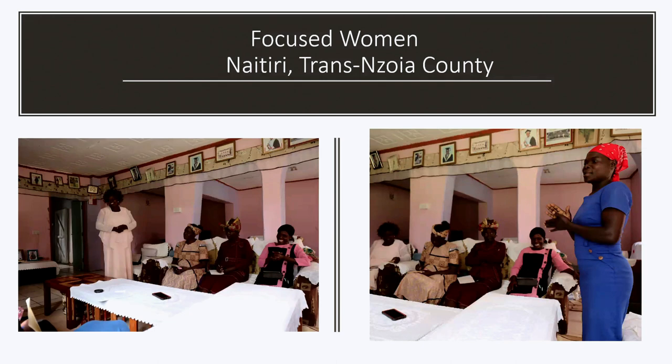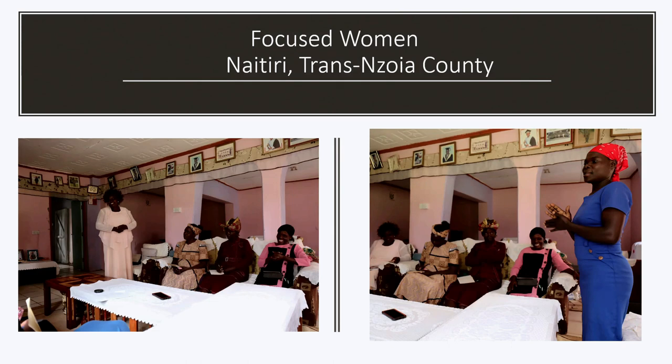A very quick case study now. This is focused on women of Naitiri, Trans Nzoia County. These are 22 women. They are farmers. They are the wives of teachers. The home you're looking at now is the chair lady's home. She's probably the wealthiest person in that group. Her husband is a retired army captain, and her daughter lives in New York City and is the CEO of Enda Shoes. If you've ever heard of Enda Shoes, they're made in Kilifi and they're sold in the United States. So I got two birds with one stone there because I also was able to meet her daughter.